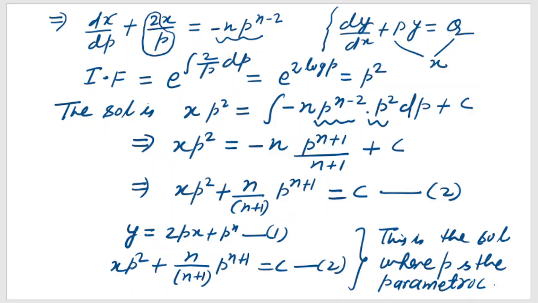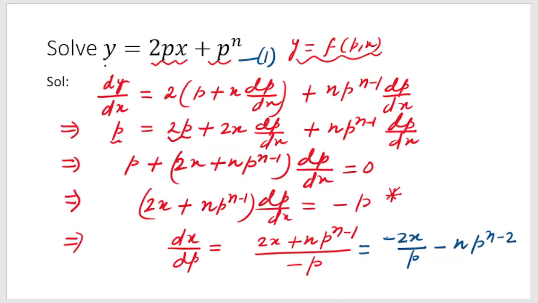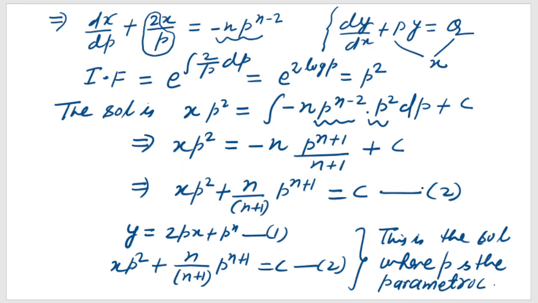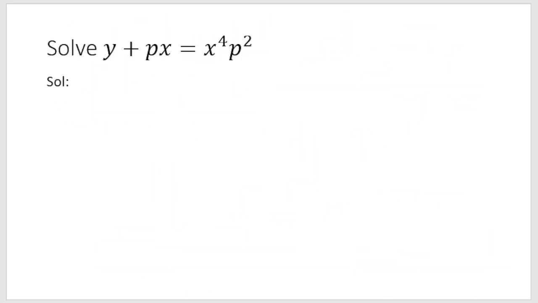Let us look at this once again so that you are clear. What I did, I took y, and it is already in terms of p and x, so I calculated dy by dx, replaced it by p, and then I got a differential equation in terms of p, x and dp by dx, or dx by dp, whatever may be the suitable case. Solved it to get the equation number 2, and then I took both equation number 1 and 2 together to write the general solution. Before I end this video, I want to solve one more problem so that you are absolutely clear about the concept.